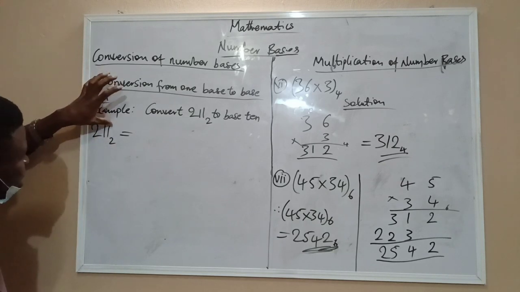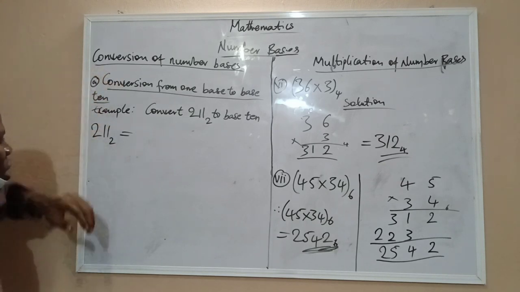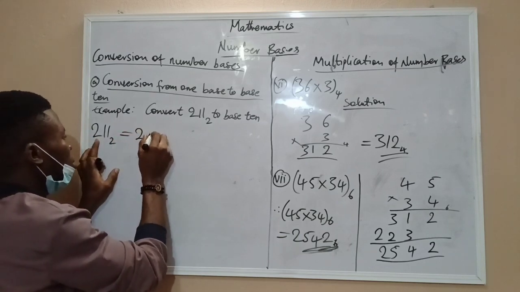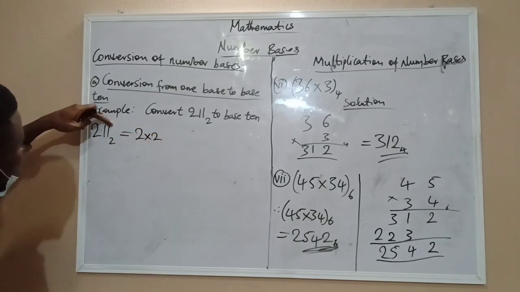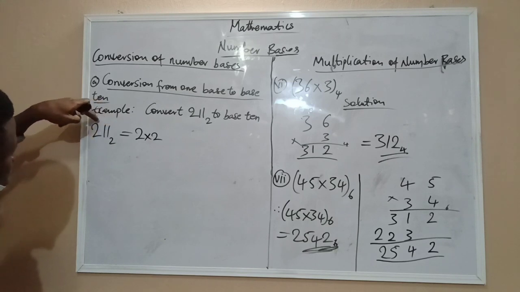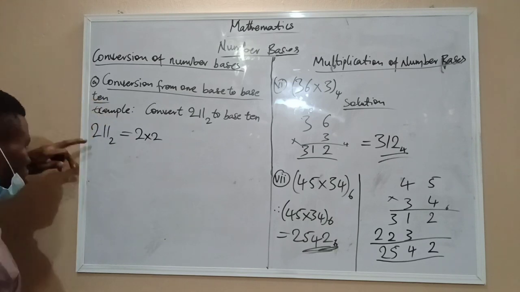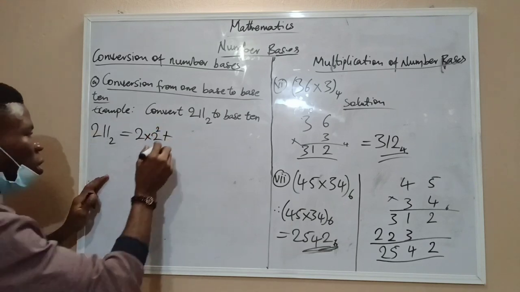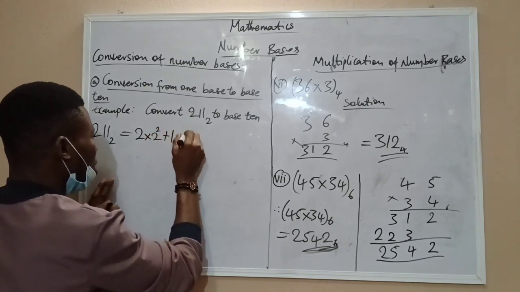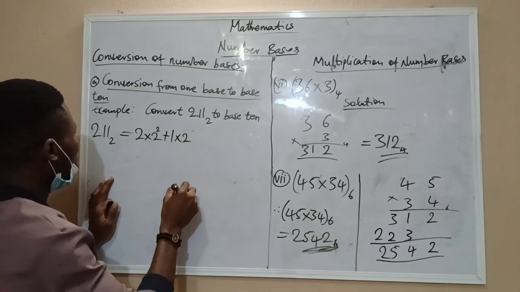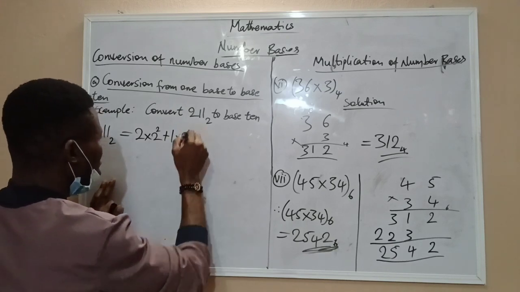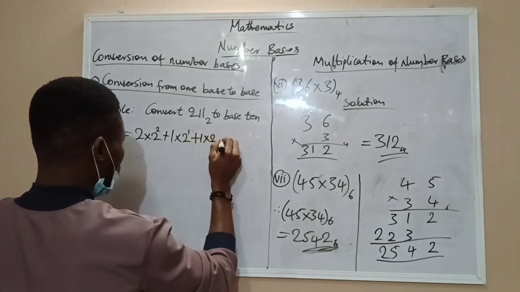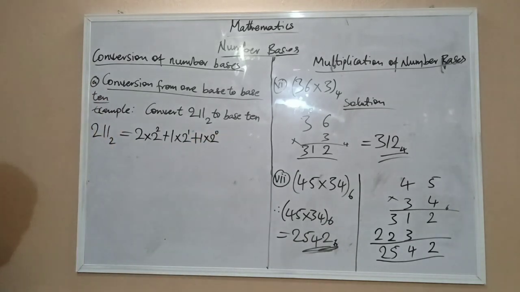If you do this one, we want to raise to power 0, raise to power 1, raise to power 2. Then to start with, you do 2 times 2 raised to power 0. You start with raise to power 0, 1, 2, 3, and so on. So 2 times 2 raised to power 2 plus 1 times 2 raised to power 1, then plus the last one, 1 times 2 raised to power 0.